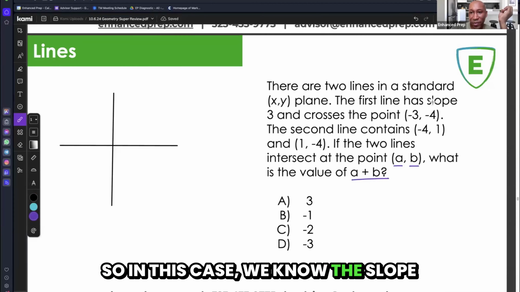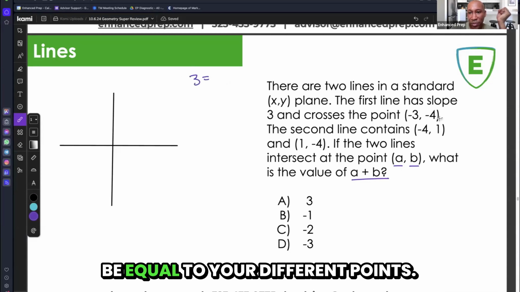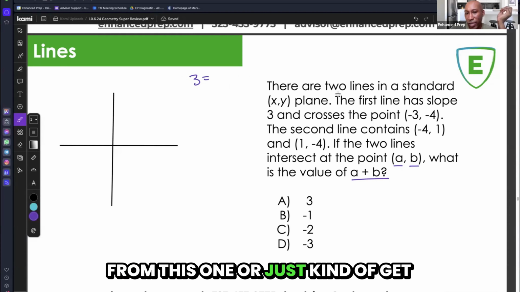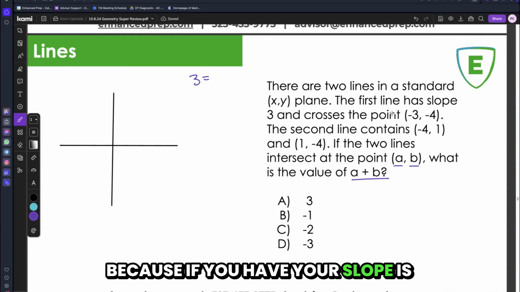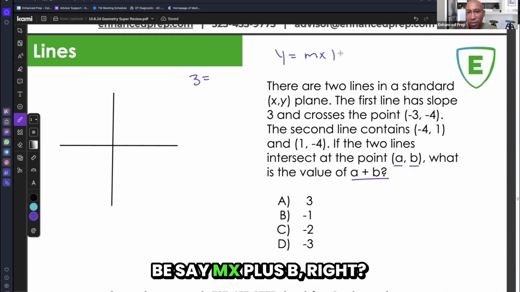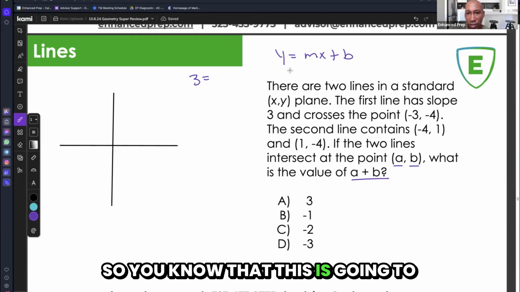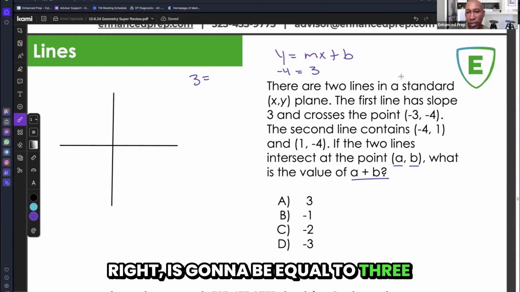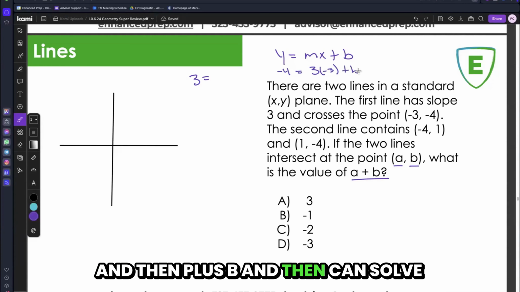In this case, we know the line has a slope of 3 and crosses at this point. So you can say that 3 is going to be equal to your different points, and you can figure out what those are. But you can also create your line from this. Your slope is equal to 3, and y is going to be equal to mx plus b. So at this point, you can plug in your values. It's going to be equal to 3 times -3, and then plus b, and then you can solve that for b.